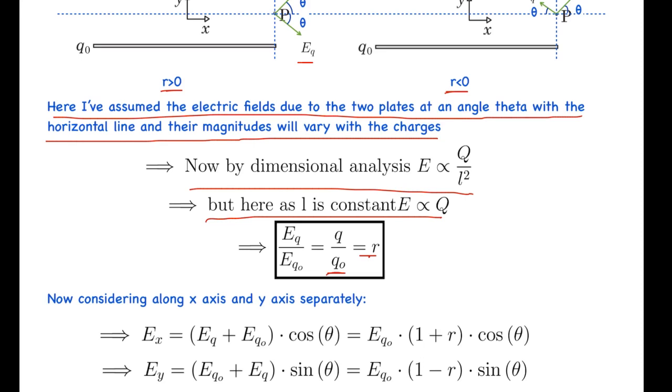So from here we get that Ex will be equal to (Eq plus Eq naught) times cos theta, and as we know that Eq equals Eq naught times r, this can be written as Eq naught times (1 plus r) times cos theta. And similarly, Ey equals (Eq naught minus Eq) times sin theta, which will be equal to Eq naught times (1 minus r) times sin theta. This can be seen easily from the diagram.